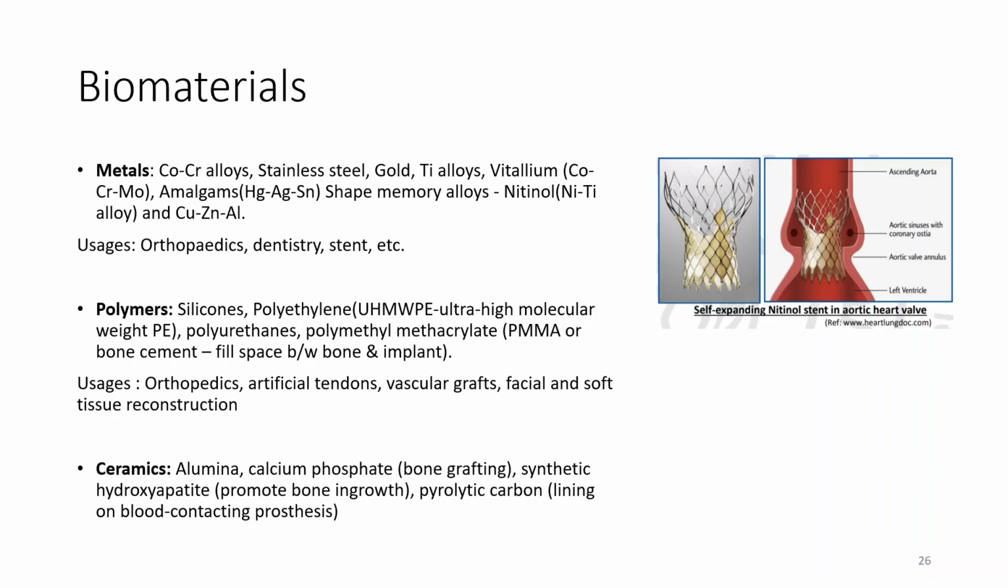In case of polymers, we have silicones, polyethylene, polyurethanes, polymethyl methacrylate, and in case of ceramics, you have alumina, calcium phosphate for bone grafting, synthetic hydroxyapatite for promoting bone ingrowth, and pyrolytic carbon, etc.